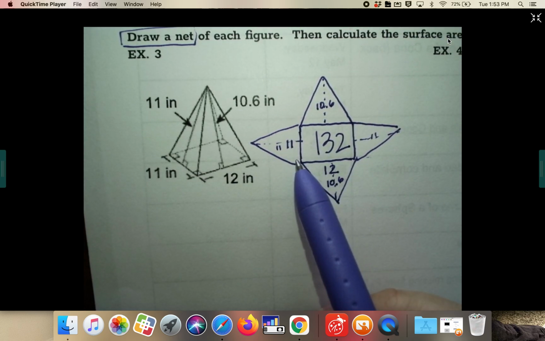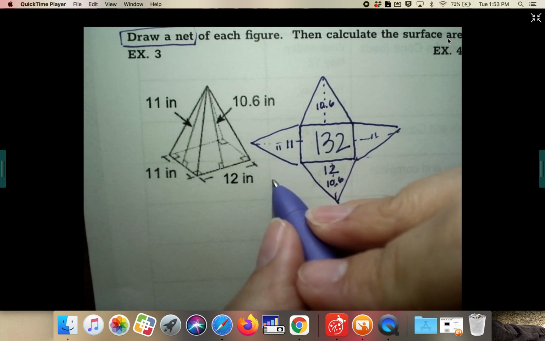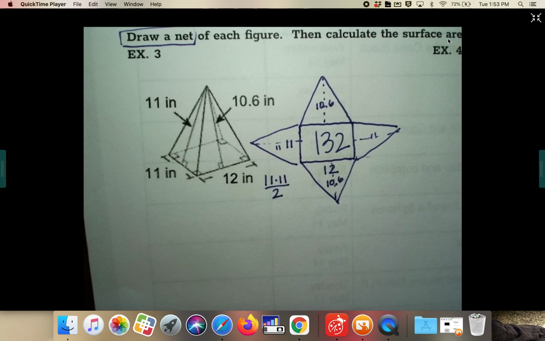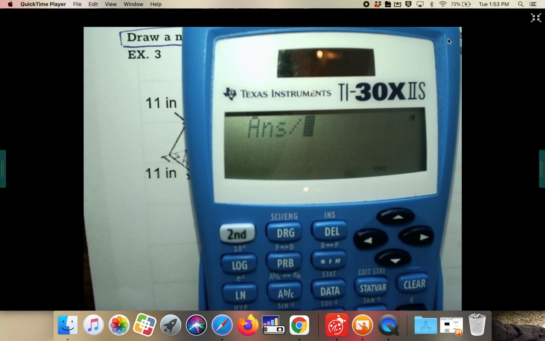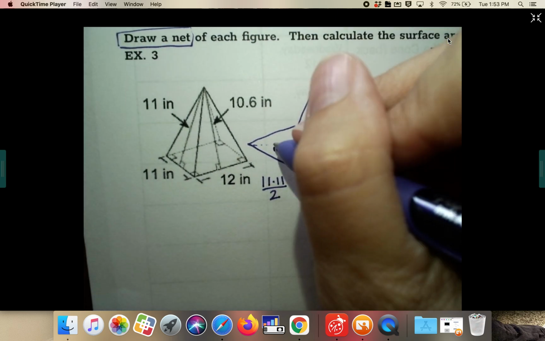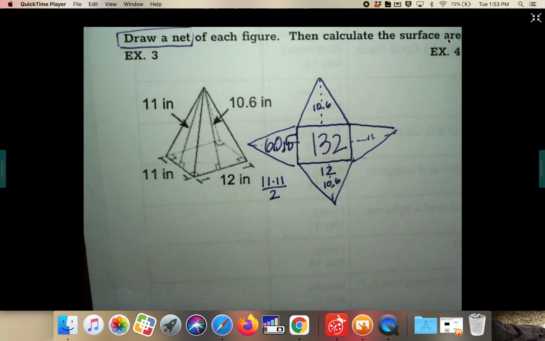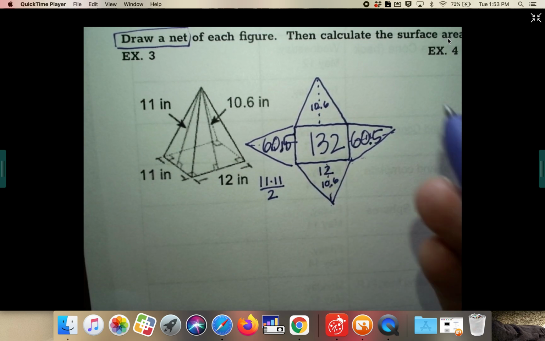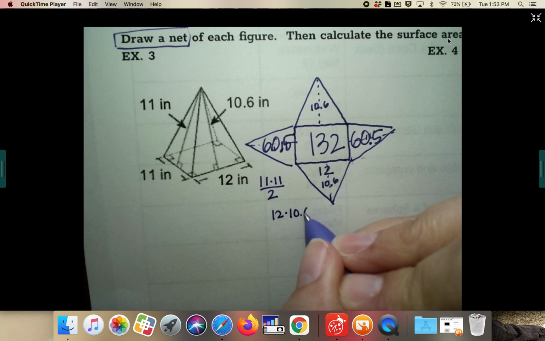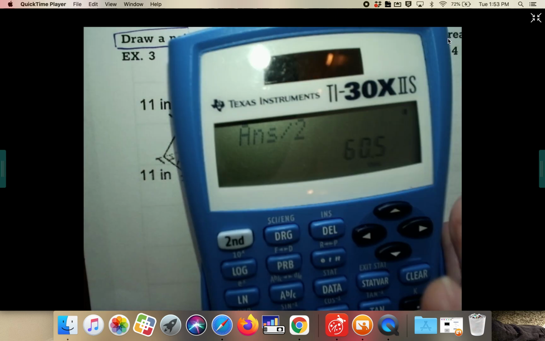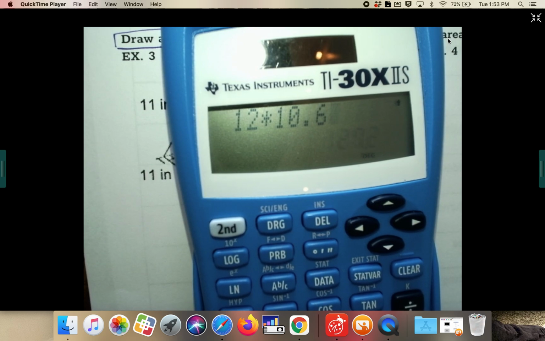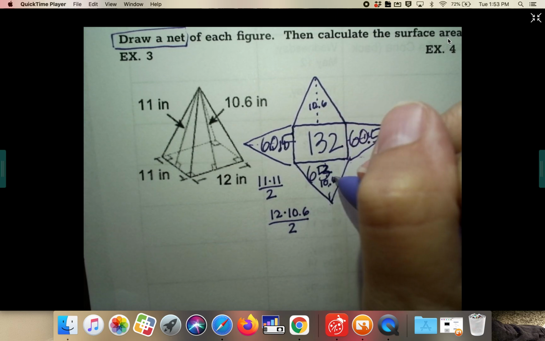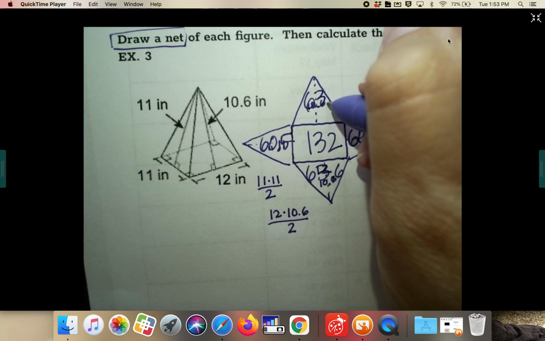And then I'm going to do 11 times 11 divided by 2 because I need it to be a triangle this time. Triangles are all divided by 2. So 11 times 11 divided by 2 is 60.5. That means this one is also 60.5. This one is 12 by 10.6. So I'm going to take 12 times 10.6 and then divided by 2. So 12 times 10.6 divided by 2 is 63.6. I can't really see that very well, 63.6.